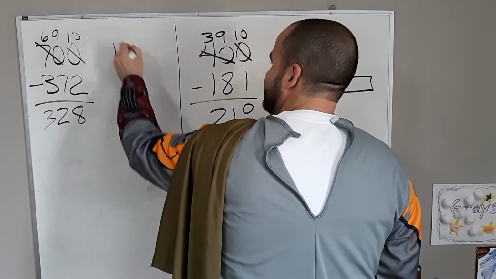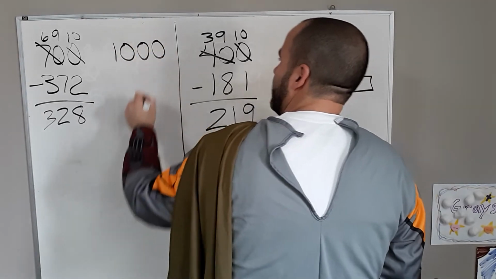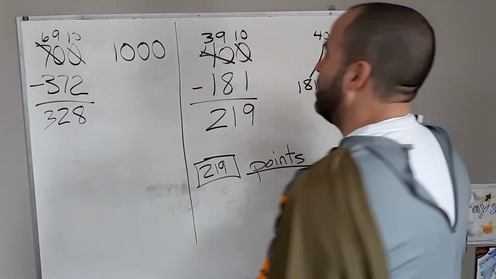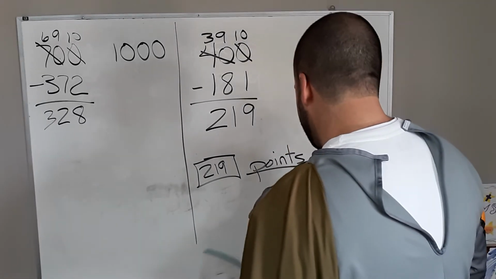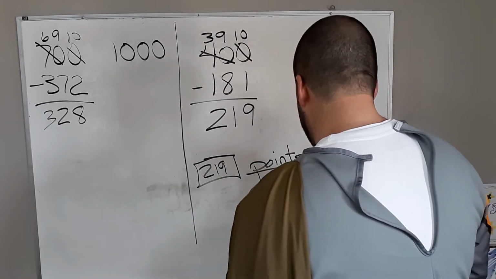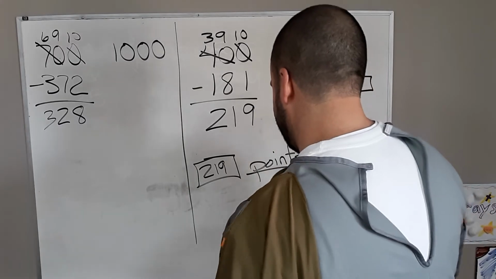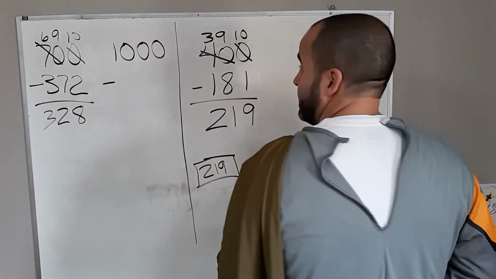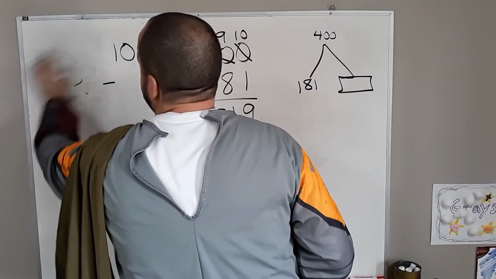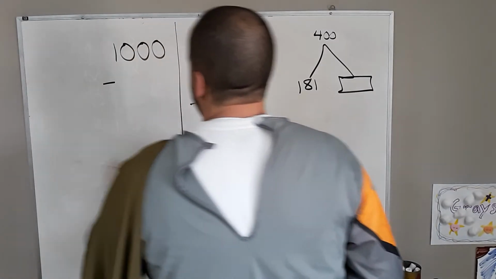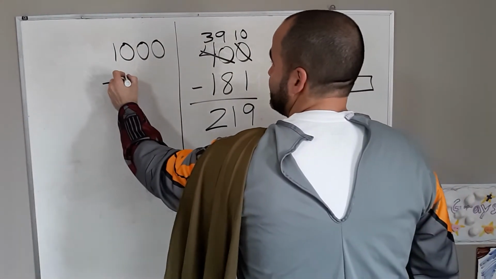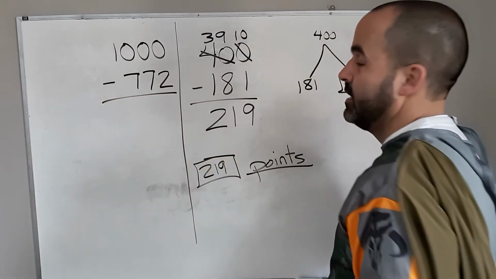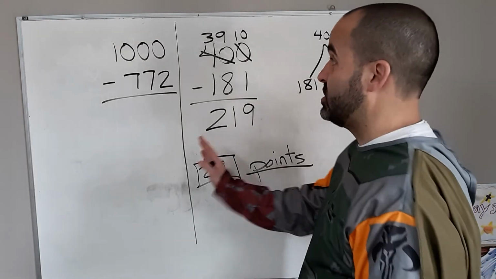We might get to this number. And what is that number? 1,000. Now, when we get to 1,000, we have to do the same thing when we borrow. So when we go to the back side, we're going to see a problem that looks like this. Let me erase this so we can see it better. 1,000 minus 772. Okay, now we're going to start the same way.